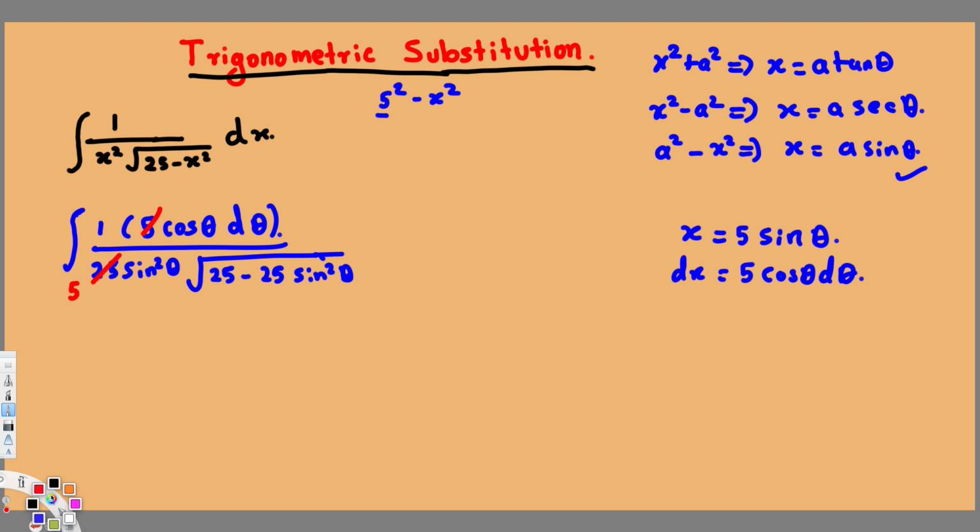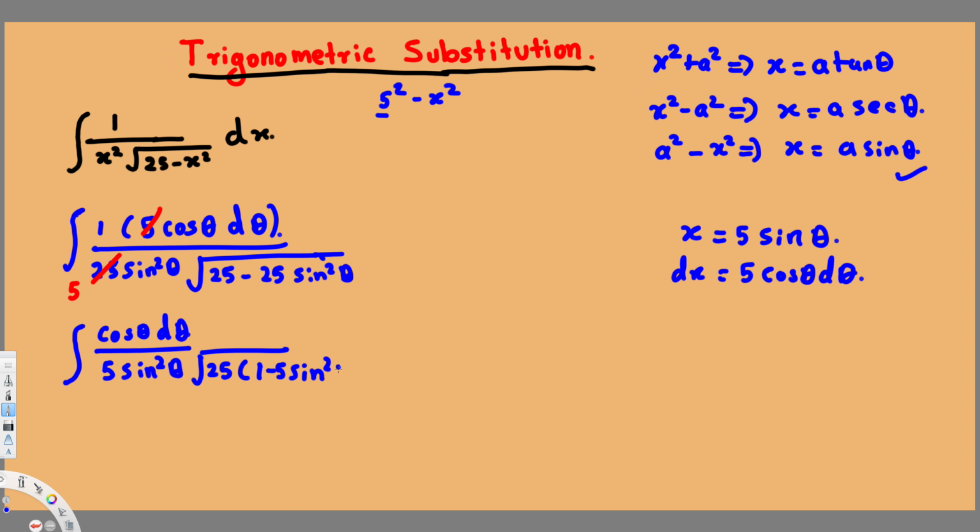Now let's write the new term. We are going to have cos theta d theta over 5 sine square theta. And then if we take 25 common, we are going to have 1 minus sine square theta. There's no 5 there. So this should be 1 minus sine square theta. Now let's see what we can do now.